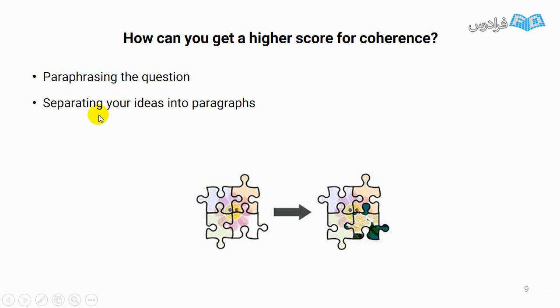Then, separate your ideas into paragraphs, and each paragraph starts with a topic sentence that tells you what you are going to read about, making it clear what each paragraph is about, because your ideas should be connected. Look at this picture. It exactly shows us the meaning of paraphrasing. We keep all the parts of the puzzle, but we rearrange them.